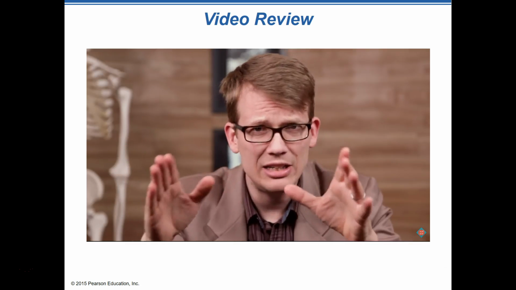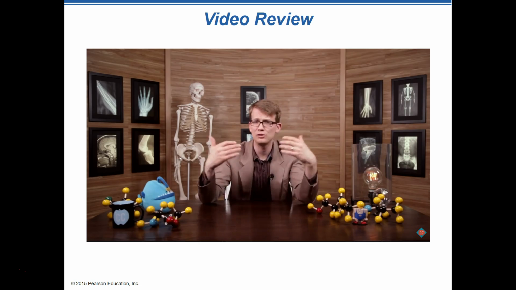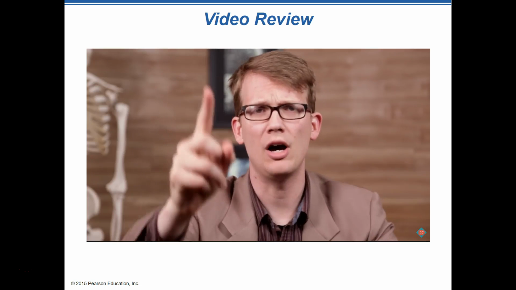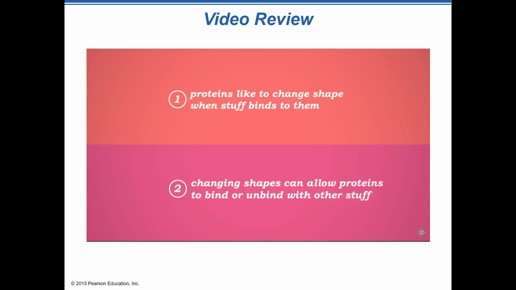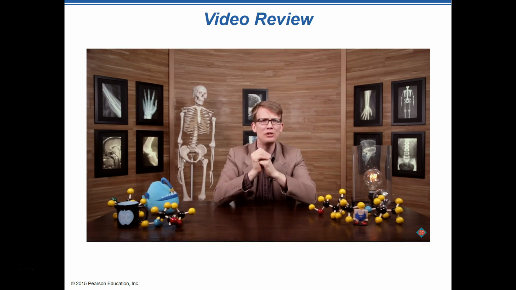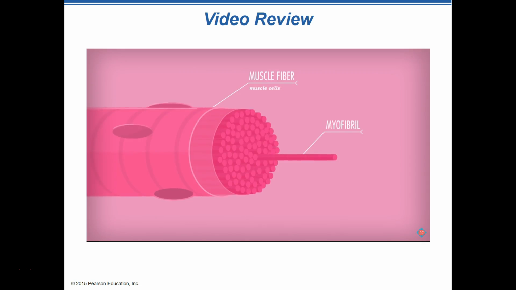But if you want to get into the nitty-gritty, the down and dirty of how you actually move, well, there are rules. Really just two main rules, and they have to do with proteins. And they're both true for a lot of the proteins we talk about, whether they're enzymes or ion channels or receptors or muscle proteins. And these rules are: 1. Proteins like to change shape when stuff binds to them, and 2. Changing shapes can allow proteins to bind or unbind with other stuff. So keep those rules in mind while we see how a muscle fiber contracts and relaxes. Now, remember those tiny myofibrils that bundle up to form your muscle fibers?